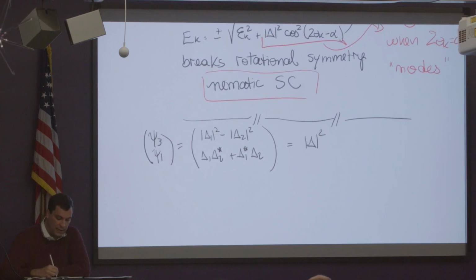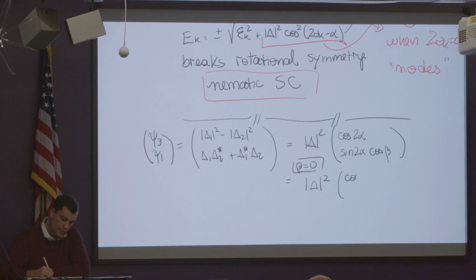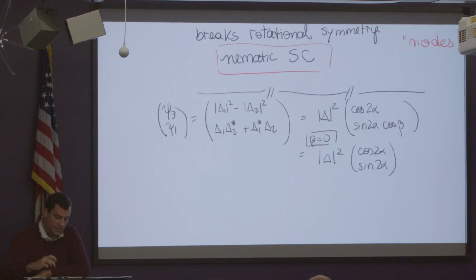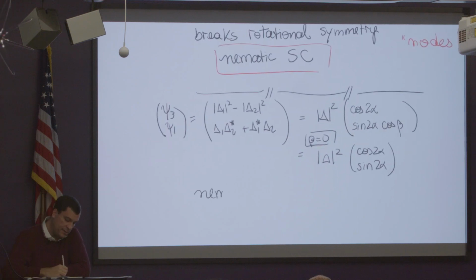what you get here is that you're going to get delta square. This is going to give me cosine 2 alpha, okay? And this is going to give me sine 2 alpha cosine beta, okay? And if I fix beta to be 0, then I get delta square cosine 2 alpha sine 2 alpha. So this object, which is a real two-component vector that has this structure, is precisely transformed as a nematic order parameter.